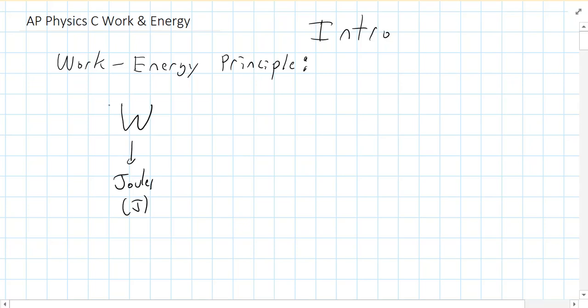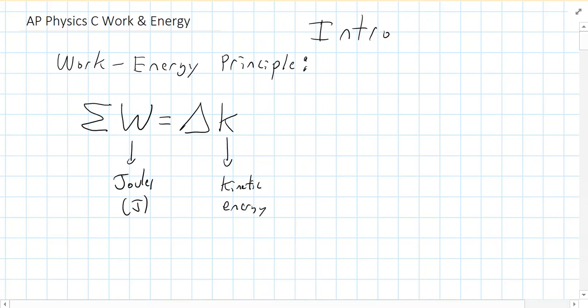Well, it turns out that if you add up all the work you do on an object, okay, the net work, so we know sigma means the net sum of all the work done, that's going to equal a change in kinetic energy. Now, I'm only using a K here. Last year, you probably would have used KE. When you go into advanced science, you don't put KE anymore. You just put K. So this is kinetic energy.